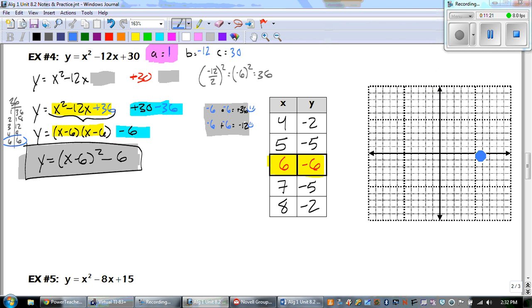So at 6, negative 6, there we go. And right away, I'm going to draw my axis of symmetry.